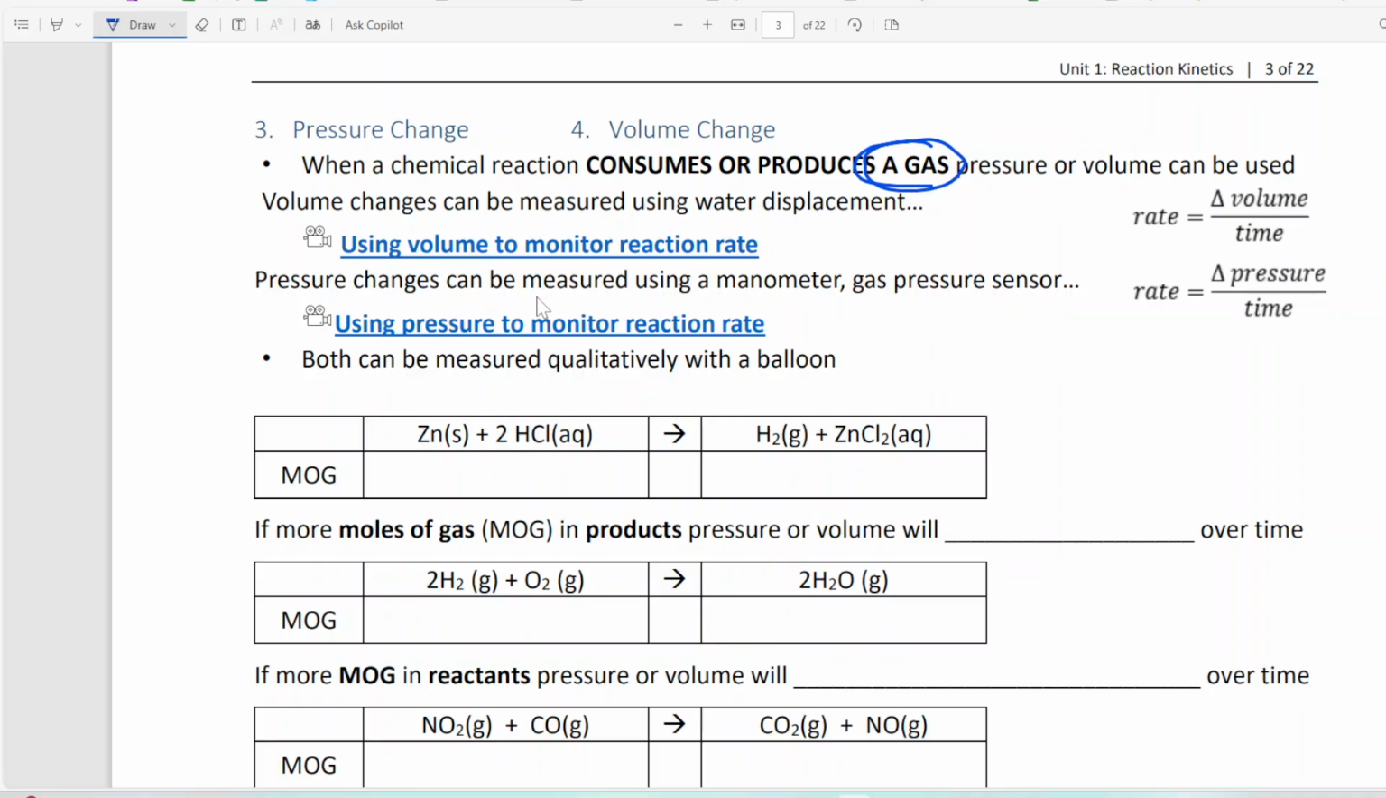Now, volume changes can be measured using water displacement or a balloon. Pressure changes can be measured using a manometer or a gas pressure sensor or a balloon. So, what I'm going to do is show you just a couple videos on monitoring volume and pressure changes, and then we'll talk about how you would look in a reaction to determine if you could use this as a method of monitoring.